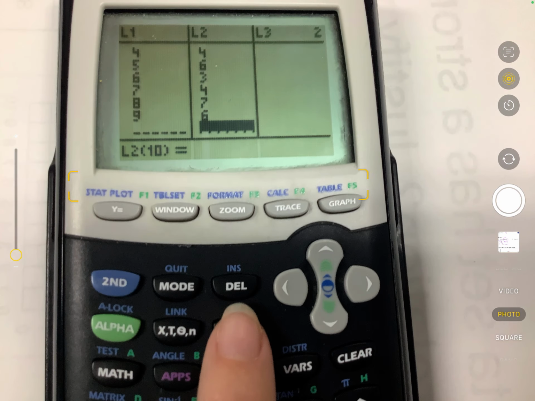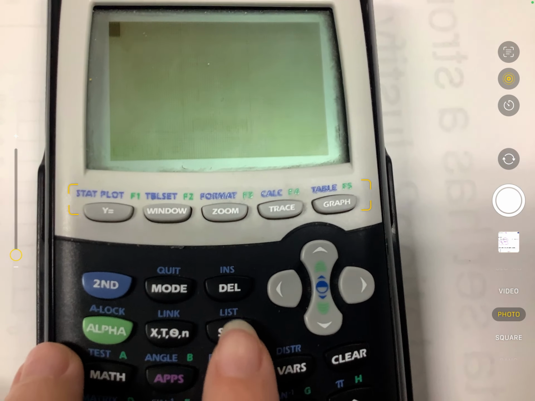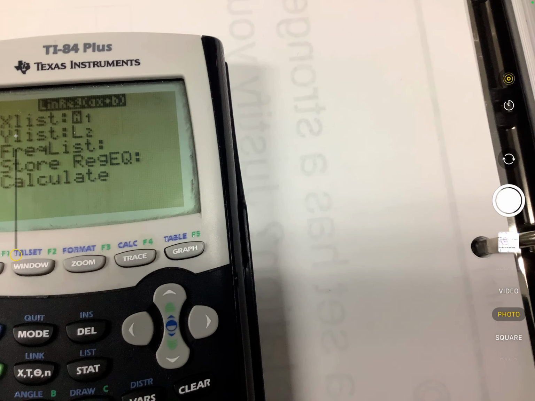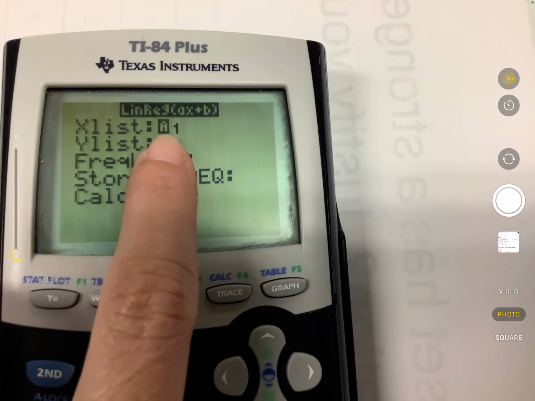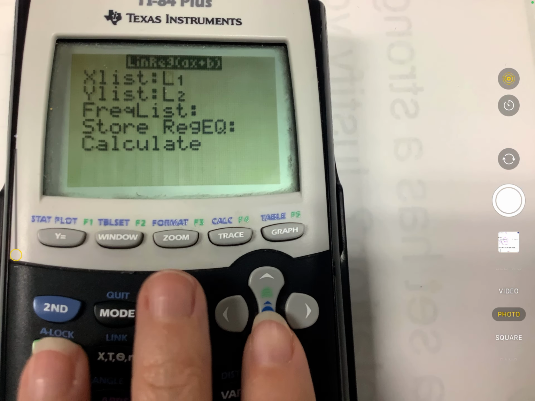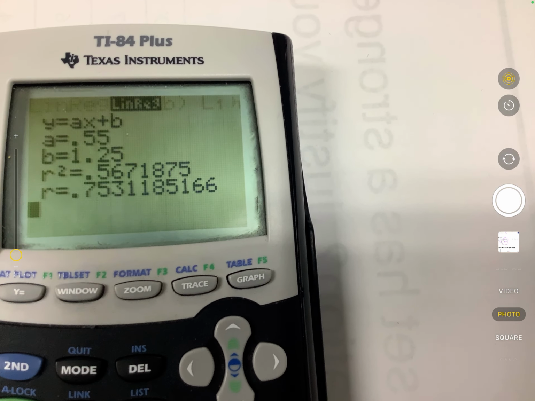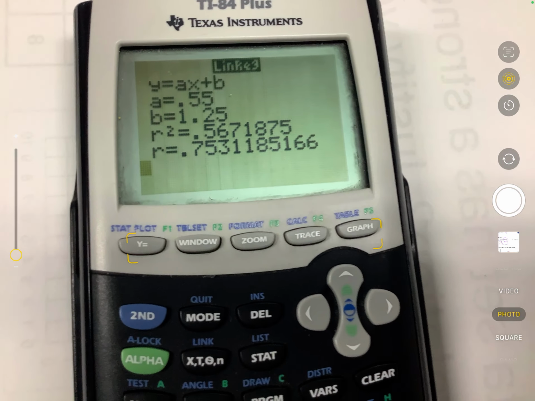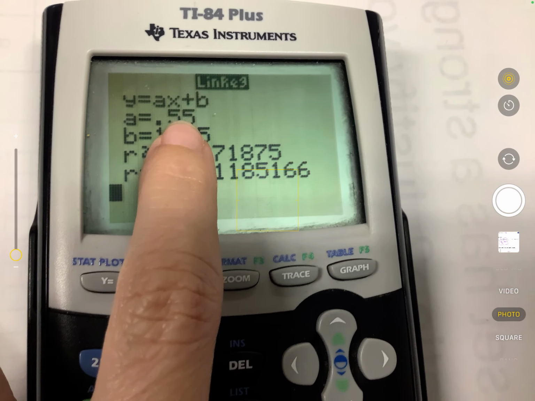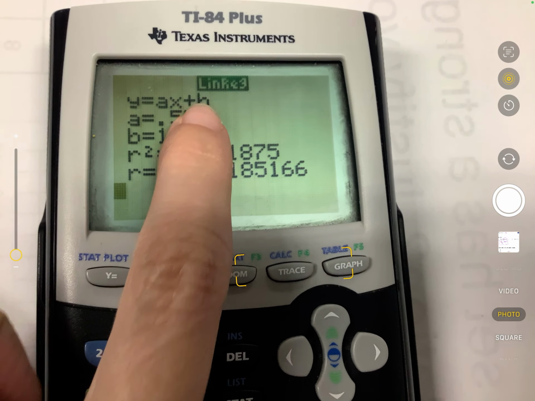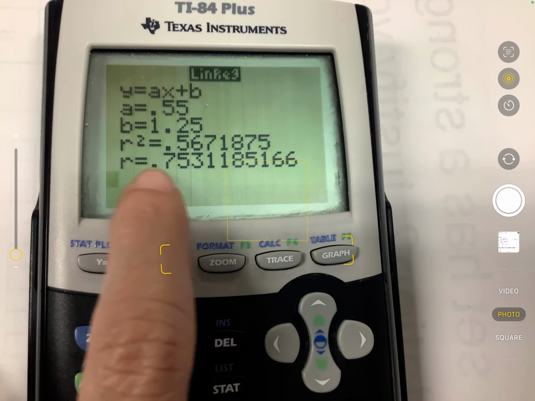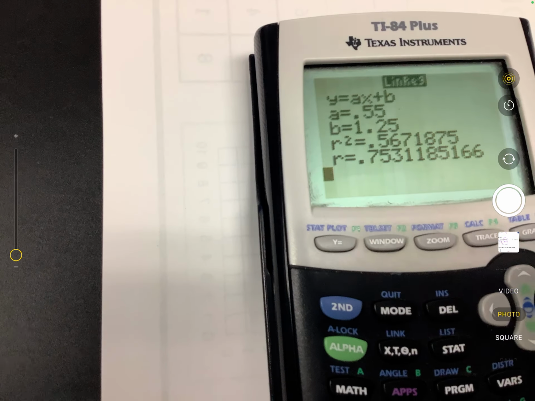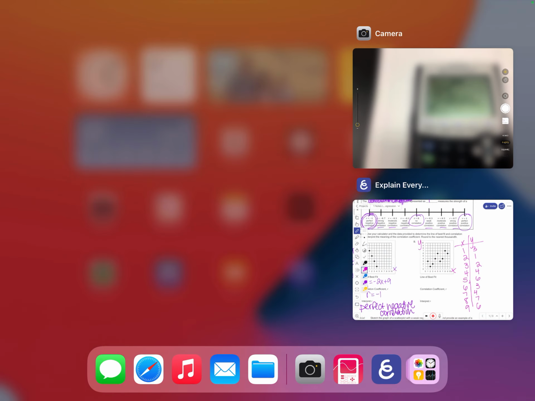Now you're going to go back to your home screen, so second quit, go back to stat, go to calc, and then we're using linear, so number 4. We already know list 1, list 2 is X and Y, go to calculate. All right, so we are going to write our equation down. We're given the A and the B that we're going to substitute in for our slope and our y-intercept. And then we're looking at the R for the correlation coefficient.